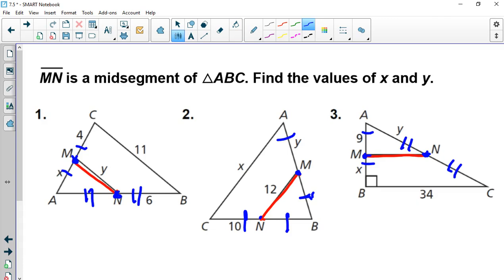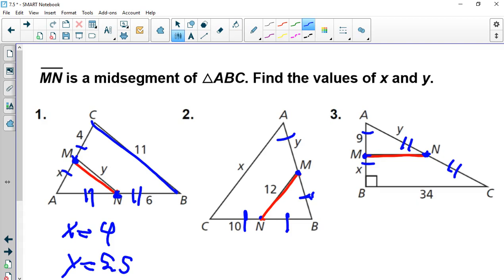Now, we just need to work on finding x and y. Well, we're doing x here first because we just marked those equal. So if the one segment's 4, x is 4. The mid-segment is also half of the parallel base there. So y is 5.5.